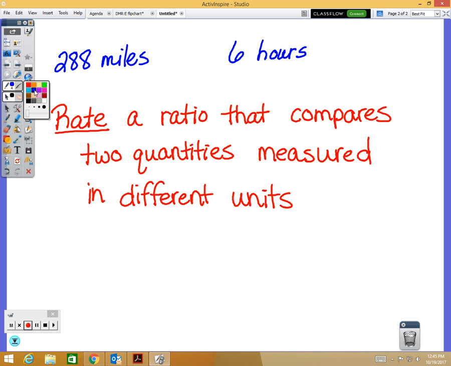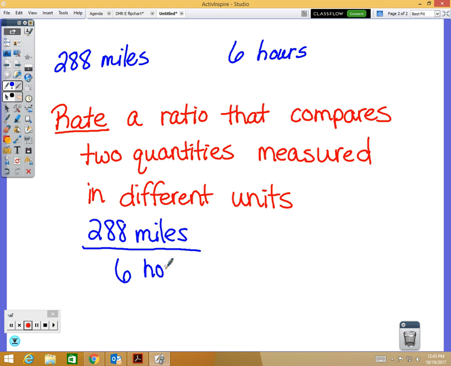So we could write this ratio just like Josh was telling us, 288 miles, you want to have that word with it, over 6 hours. We're going to be writing them in fraction form today only, okay? So we don't need to write them in all three forms, we're just writing them in fraction form.